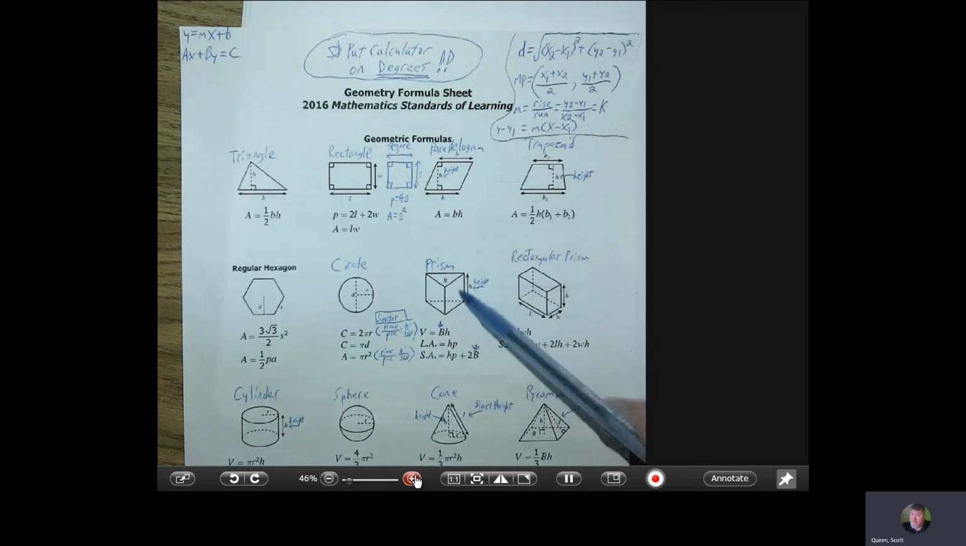Prisms, you know, this can be a lot of different shapes. This particular one's a triangular prism. Just reminding that H is the height of the prism connecting the top and bottom base.